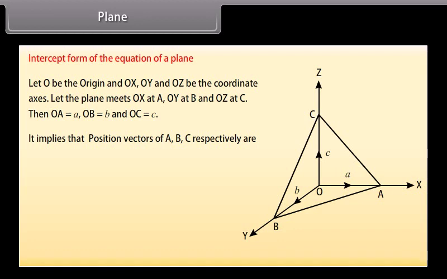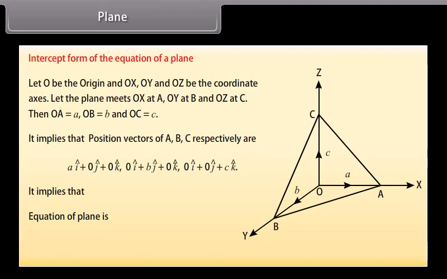It implies that the position vectors of A, B, and C respectively are a i cap plus 0 j cap plus 0 k cap, 0 i cap plus b j cap plus 0 k cap, and 0 i cap plus 0 j cap plus c k cap. It implies that the equation of the plane is x by a plus y by b plus z by c equals 1.